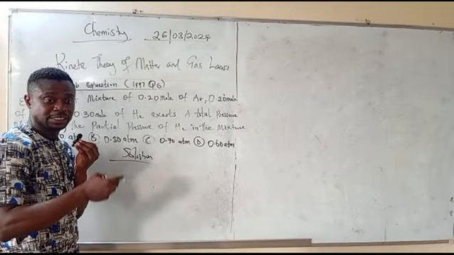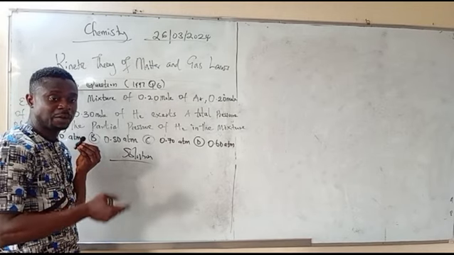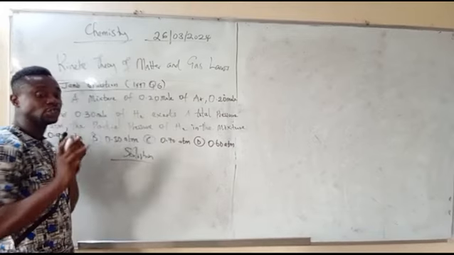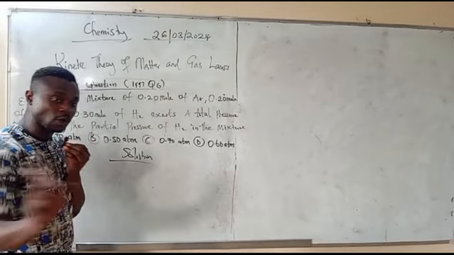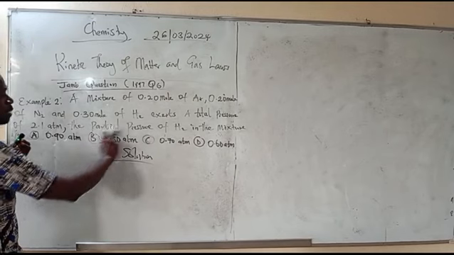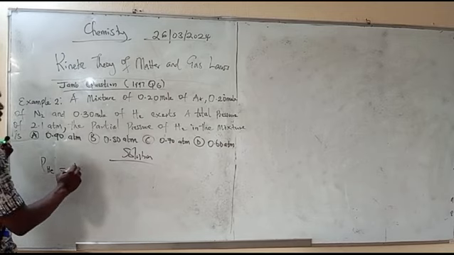What is the partial pressure of argon? We don't know, right? What is the partial pressure of nitrogen? We don't know. So the total pressure is simply how many atmospheres? 2.1 atmosphere. Look at it. The total pressure is 2.1 atmosphere.